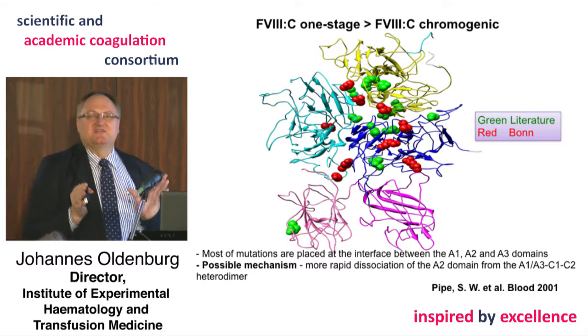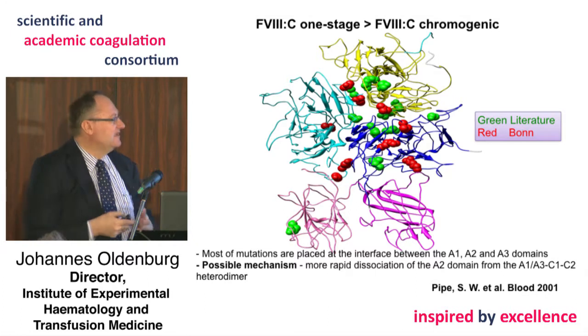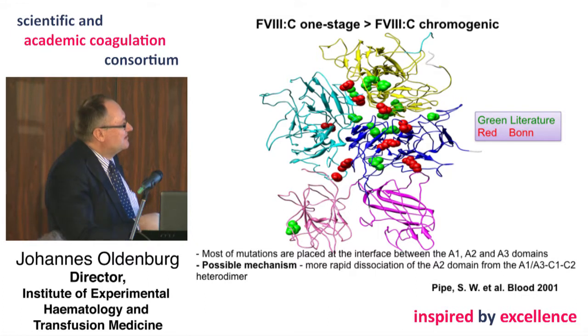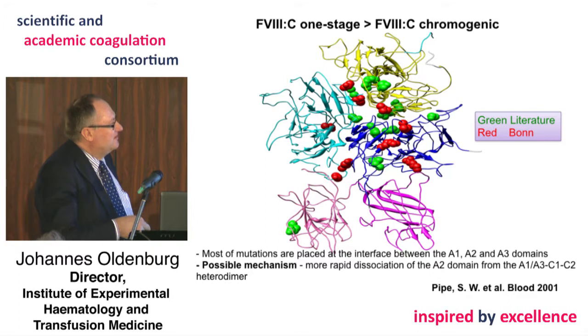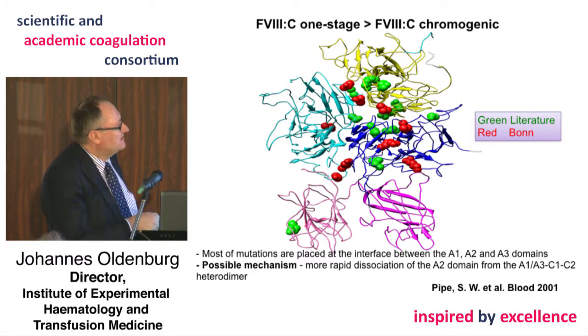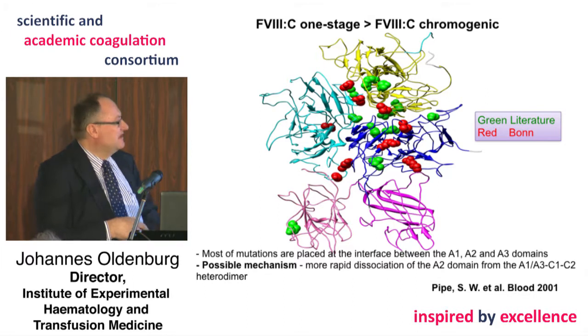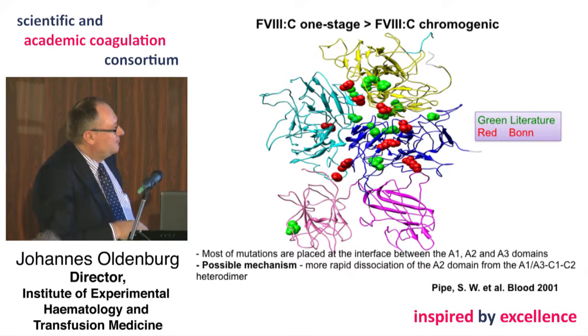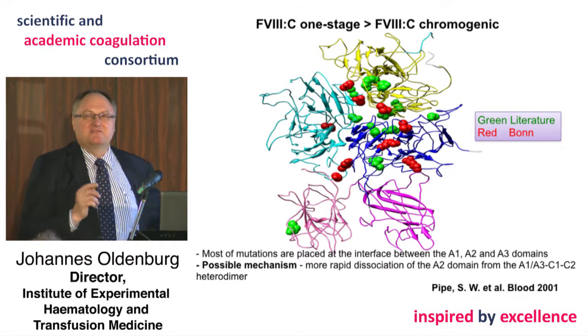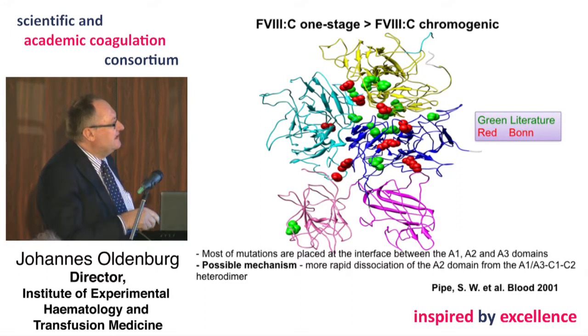And all these mutations have in common that they are located... So this is a cartoon of the factor VIII structure with the various domains in yellow, blue, light blue, and dark blue, the A1, A2, and A3 domain. In purple, the C1 and C2 domains. And these mutations have in common that they are all at the interfaces between these domains.